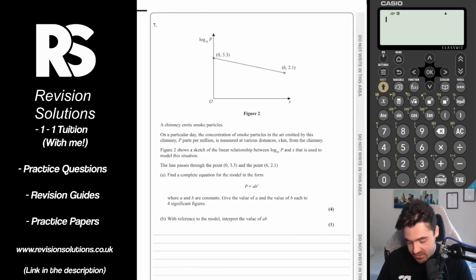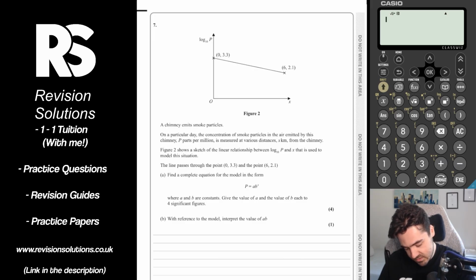Okay, moving on to question 7. We've got some logarithmic axes plotted, and it says a chimney emits smoke particles. On a particular day, the concentration of smoke particles in the air emitted by the chimney is P parts per million, and it's measured at various distances x kilometers from the chimney. It mentions the figure with a straight line plot that passes through these two points, (0, 3.3) and (6, 2.1). It says complete the equation for the model in this form.